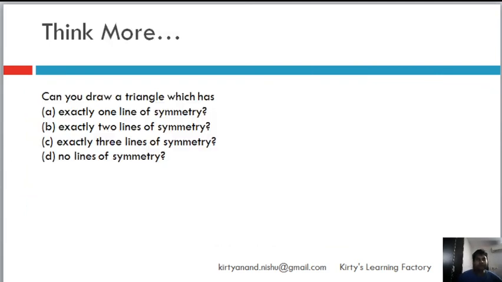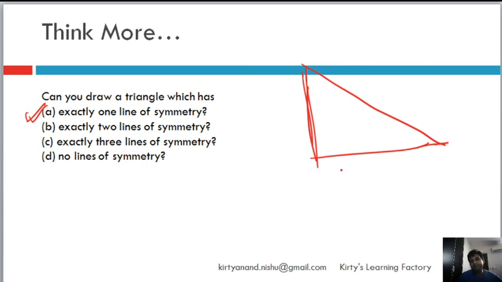And I also want you to think a little bit more, because there is not much to be taught under this topic. It's a very simple topic, but you can think: can you draw a triangle which has exactly one line of symmetry? Just think on this one, can we make such a triangle which has only one line of symmetry? Think of an isosceles right angle triangle and think how many lines of symmetry can be there.